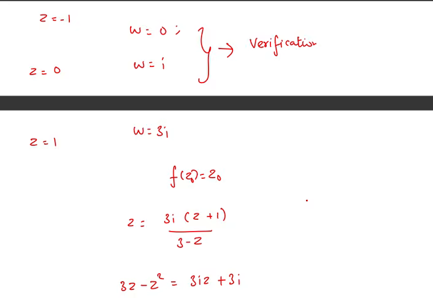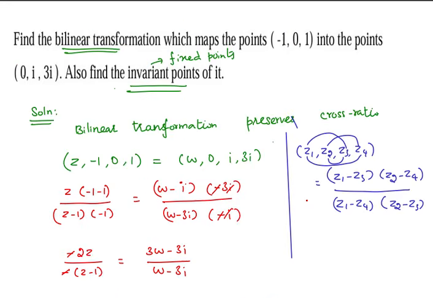So the given function maps 3 points to 3 points. Using the cross ratio, we get the bilinear transformation. Then finally we check the invariant points. I hope you understand how to form the bilinear transformation using 3 points of mapping and how to compute the fixed points also.